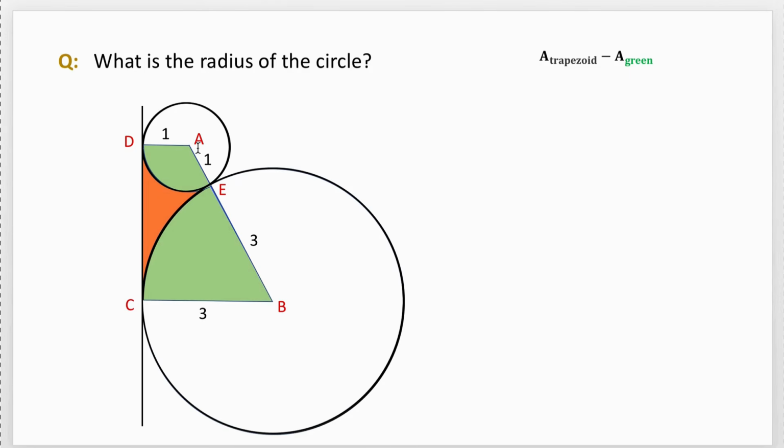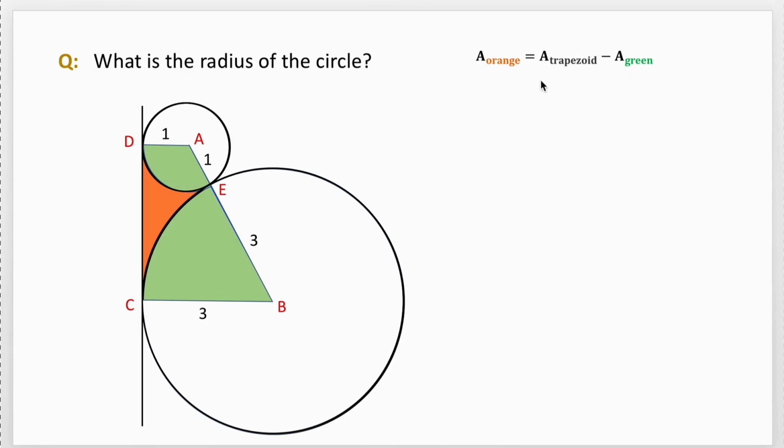Look at these two green circular sectors. By subtracting the total area of the green circular sectors from the trapezoid area, we obtain the area of the orange region, as shown here by A orange.